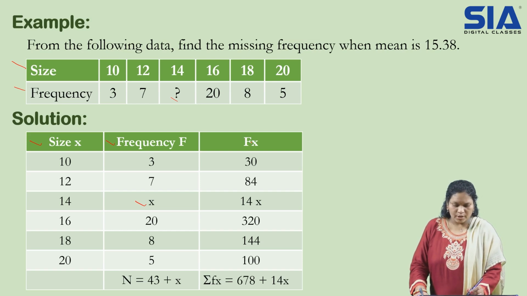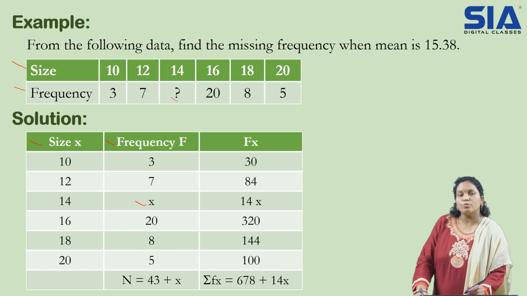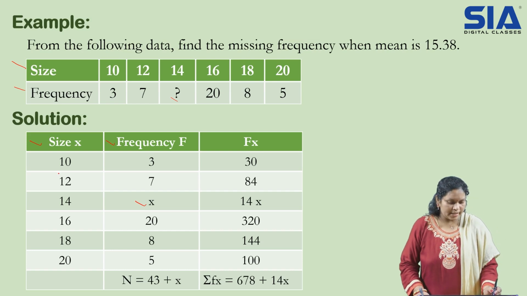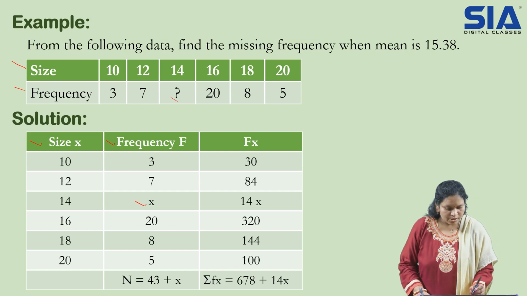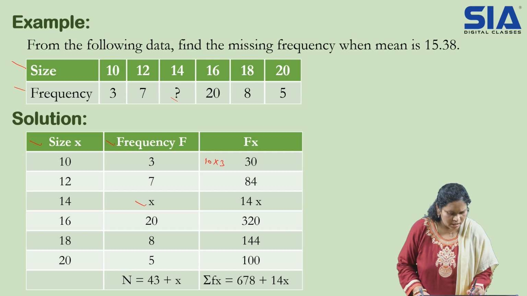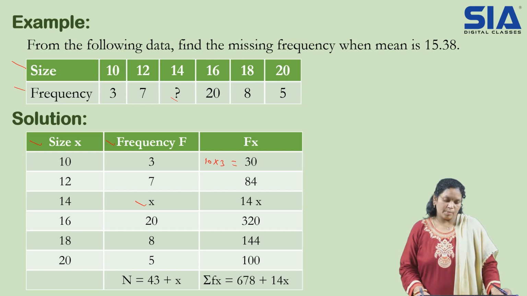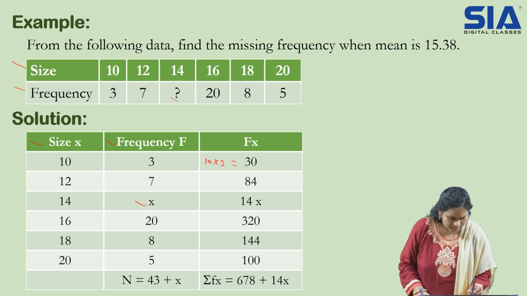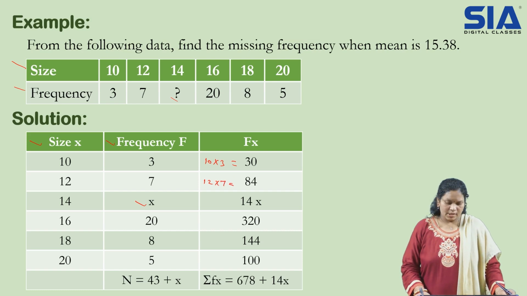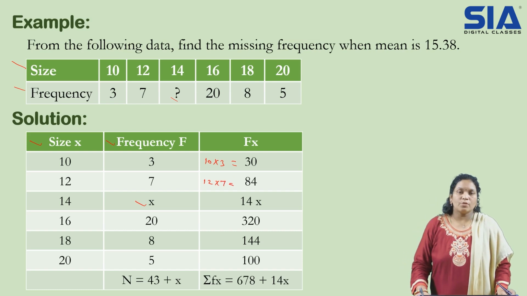So write f into x in the next column, and let us do the multiplication, that is x value into f value. So 10 into 3, that is 30. Similarly go for the next value, 12 into 7, that is 84 we have. Similarly all the values you have to go on multiplying.